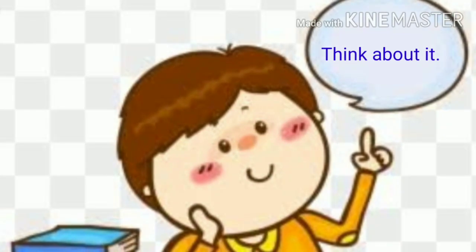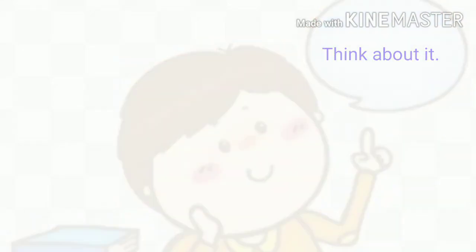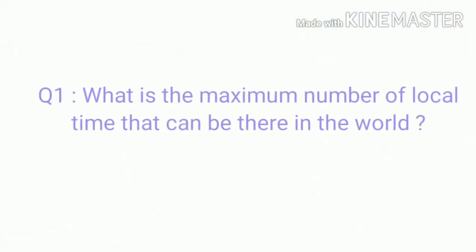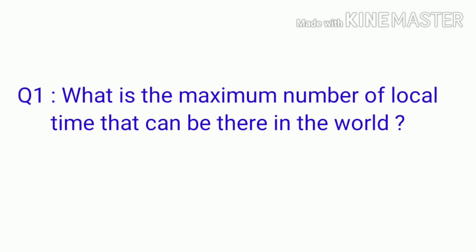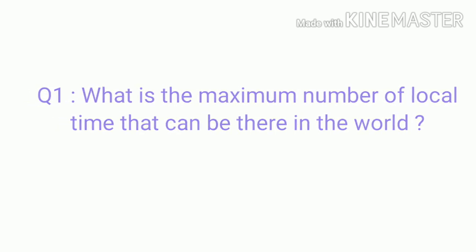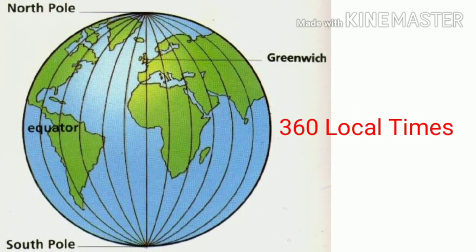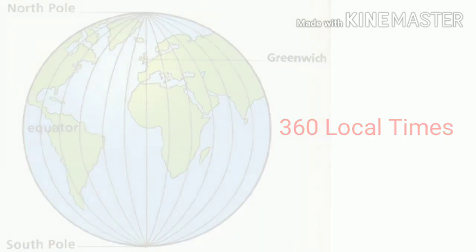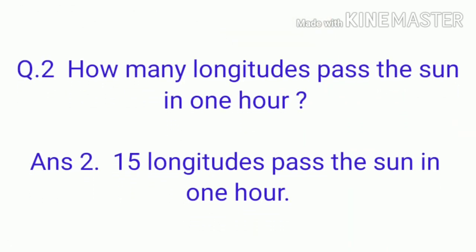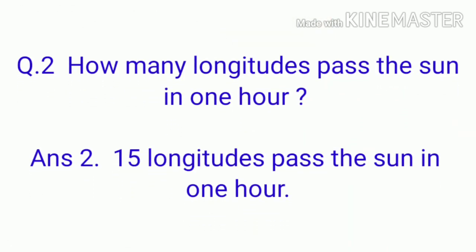Now, think about it. What is the maximum number of local times that can be there in the world? Students, there can be 360 local times in the world. Second question, how many longitudes pass the sun in 1 hour? Students, 15 longitudes pass the sun in 1 hour.